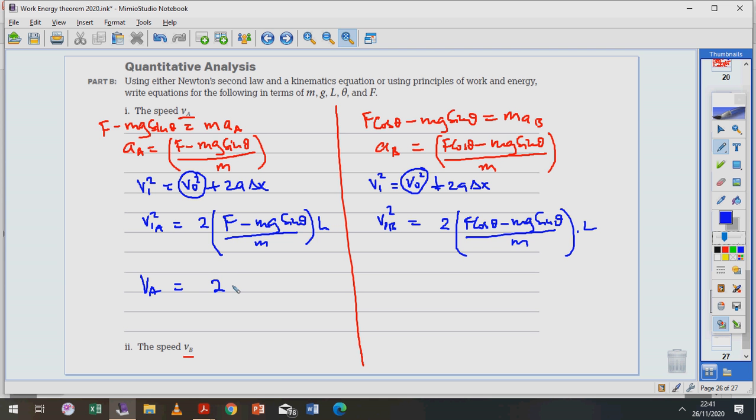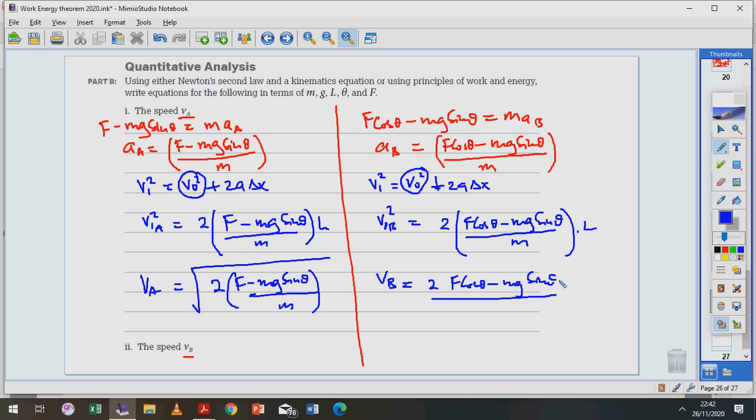So VA is the square root of 2 times F minus mg sine theta divided by m, times L, and VB is equal to the square root of 2 times F cosine theta minus mg sine theta divided by m, this is a bracket, times L. So those are the velocities in terms of the quantities that they want.